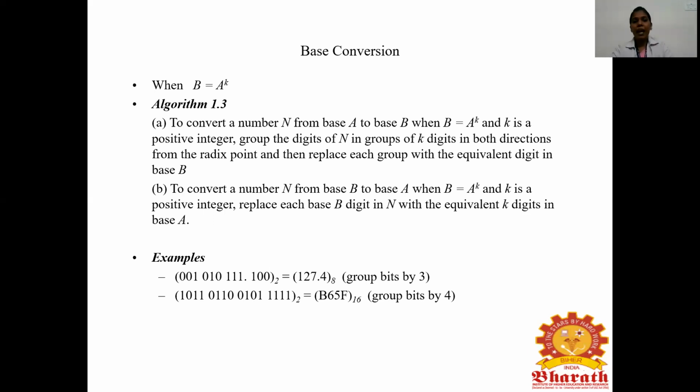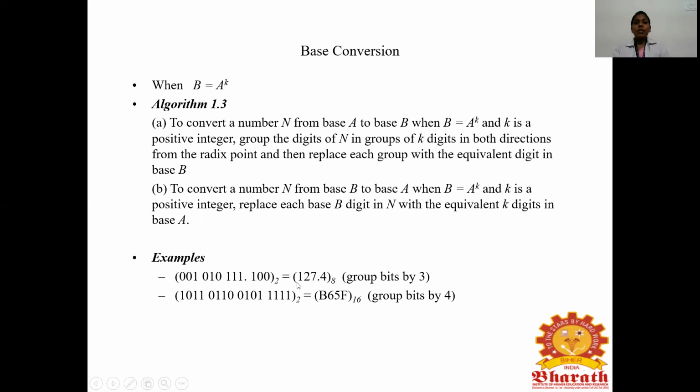So to convert a number n from base b to base a, when b is equal to a to the power k and k is a positive integer, replace each base b digit in n with the equivalent k digits in base a. We'll see this with an example. In the first example, here we have 001, 010, 111.100. This is a binary number, and after the decimal point we have 100.